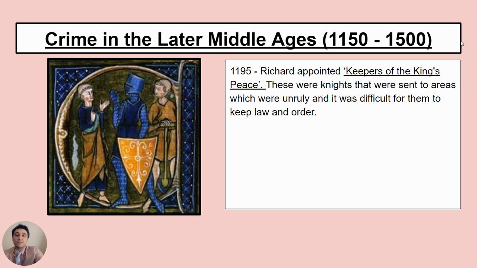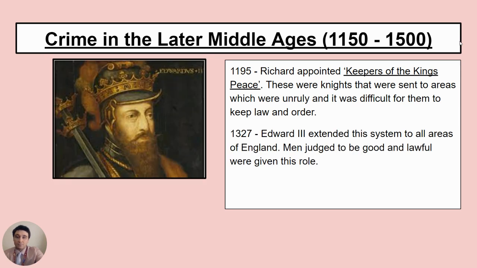Now, in 1195, Richard appointed keepers of the king's peace. These were knights that were sent to areas which were seen as a bit unruly. It was difficult to keep law and order in these areas. So Richard said, basically, I'm sending some backup. Here are some knights to make sure that there are no issues. This worked so well that in 1327, a new king, Edward III, extended this system to just all areas of England. So the king had more of a presence. He had his knights there, keepers of the king's peace.